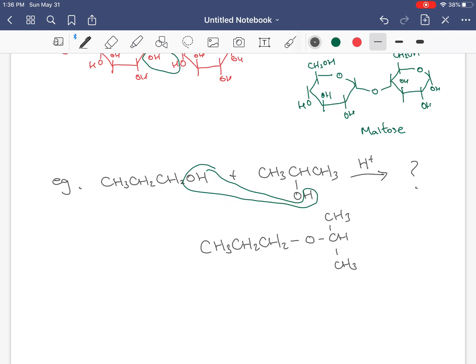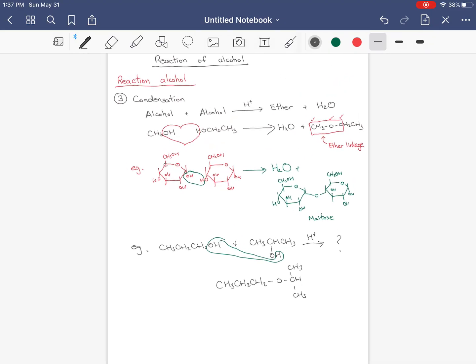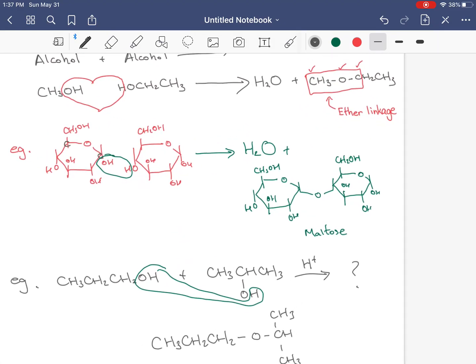There you go. Okay. Hopefully that's what you got. Now is the fun part. How do we name ether? Now there's two ways of naming ether. There's a common method, and there's the IUPAC method.